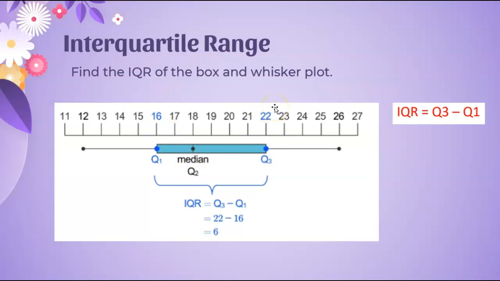Now we're going to take our Q3, which is 22, and subtract our Q1, right here, which is 16, and we get 6. So our interquartile range is 6. That's basically the length of the box. You can count here, there's 6 bunny hops: 1, 2, 3, 4, 5, 6. So the length of the box is called the interquartile range, and for this example, it is 6 units.